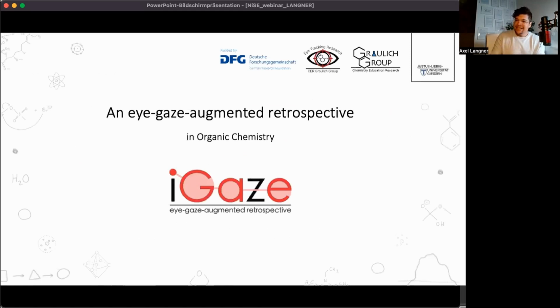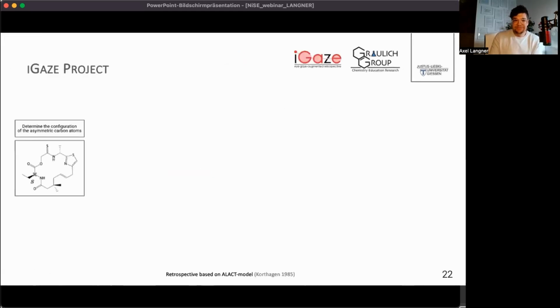Another application which I want to show you is using an eye-gaze-augmented retrospective, showing learners their eye movements to stimulate them to reflect on their own problem-solving behavior. First of all, the participants had to solve a chemistry task, like the one I showed you before. This is another task of my study: to determine the configuration of asymmetric carbon atoms. While they solved the task, they were recorded with an eye tracker.